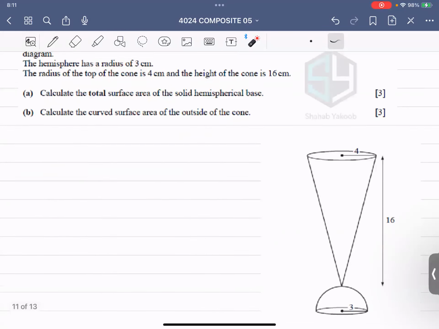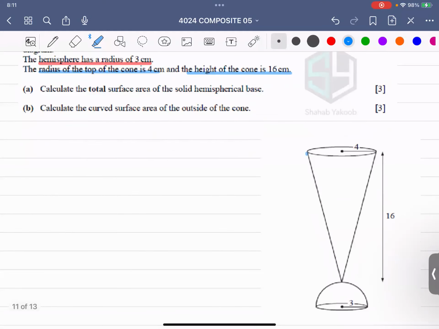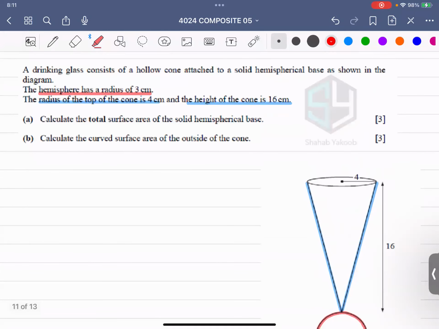Now let me focus on this part. So let me start the highlighting. Hemisphere has a radius 3, and the radius of the top of the cone is 4, and the height of the cone is this thing. So now we are interested in the cone that is shaded in blue, that goes like this. And we are interested in the hemisphere that's over here like this. And it also has this curved thing. So that's the curved surface area that goes like this. Now calculate the total surface area of the solid hemispherical base.